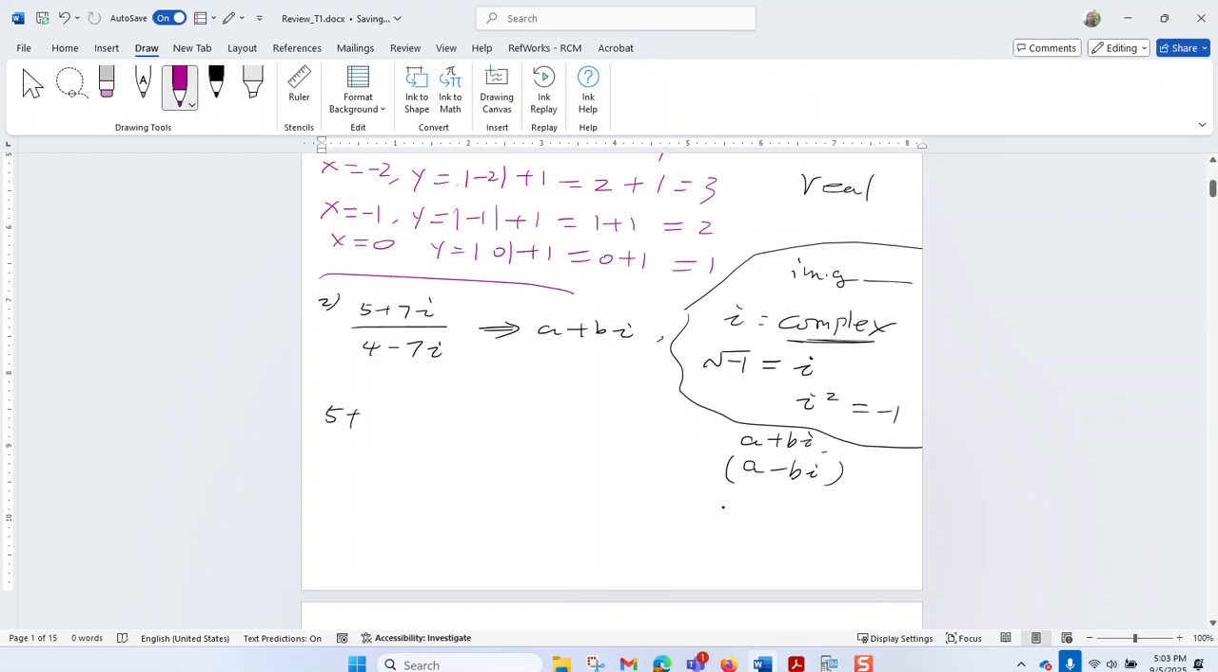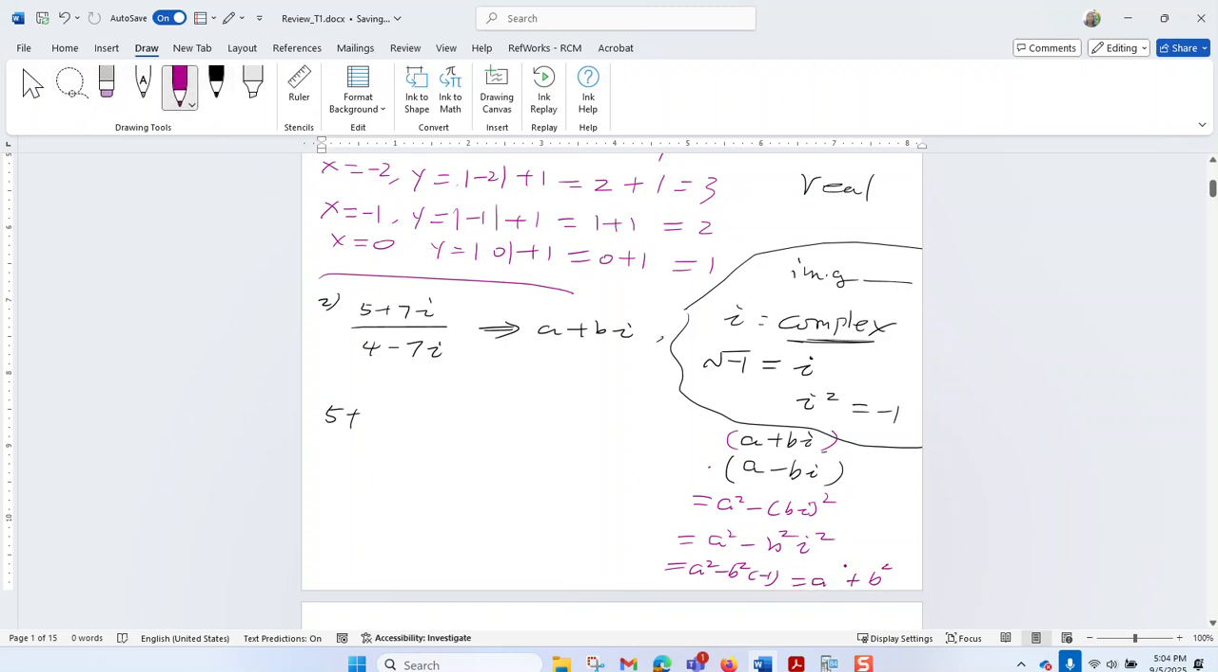remember when we have a plus b times a minus b, it equals a squared minus b squared, right? But if I multiply a plus bi times a minus bi, this will equal a squared minus bi squared. And that is a squared minus b squared times i squared, and i squared equals -1. So this whole thing will become a real number, okay?